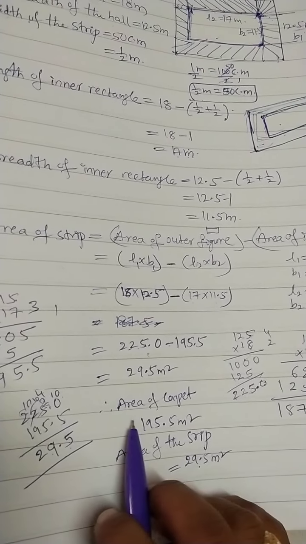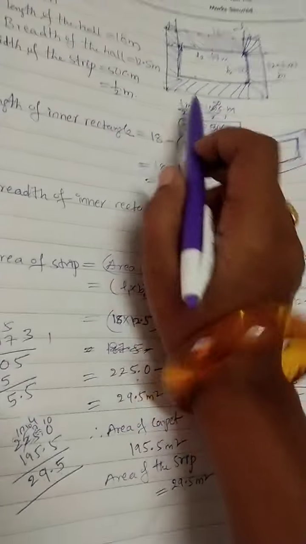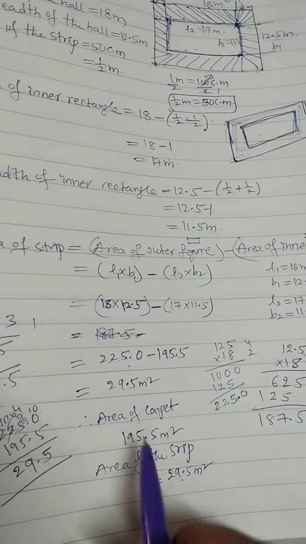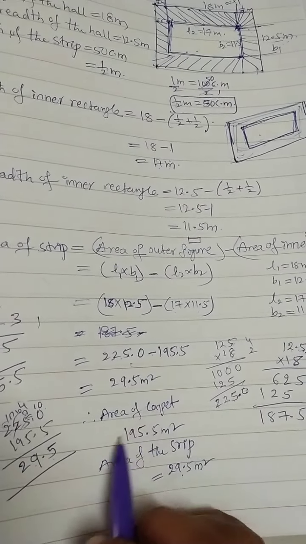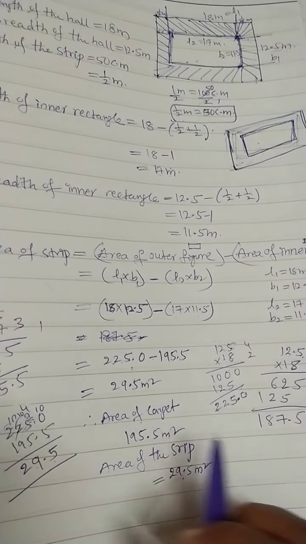Now we also got the area of the carpet, which means the area of the inner rectangle only. That is the area of the carpet. The area of the carpet is 195.5 meter square. I hope you understood.